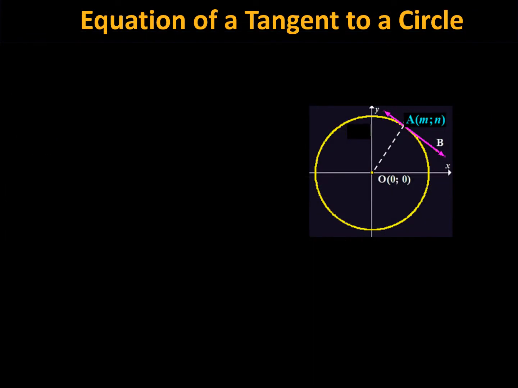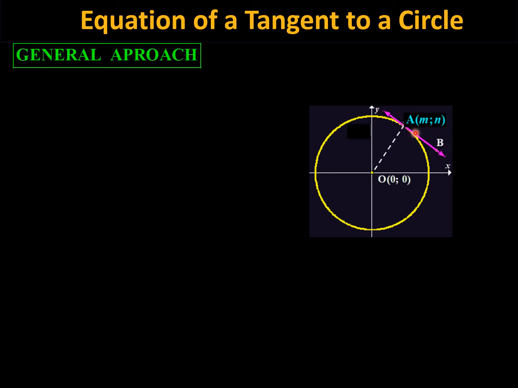Now let's look at the last concept that we need, the equation of a tangent to a circle. There I just have a circle in yellow, and I've got a radius there, which is the dotted line, and I've got a tangent there in that nice magenta color. And we've got a point of contact, which is at point A. So what's the general approach?